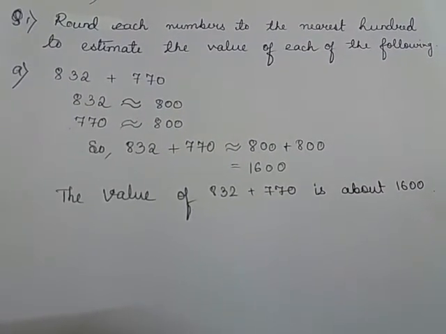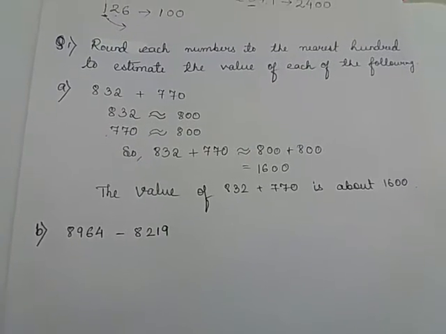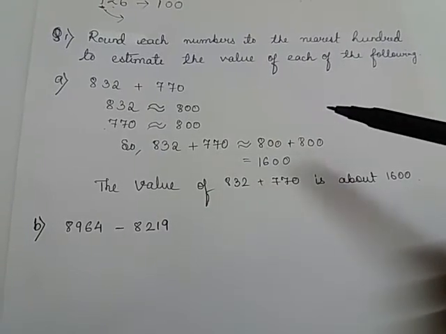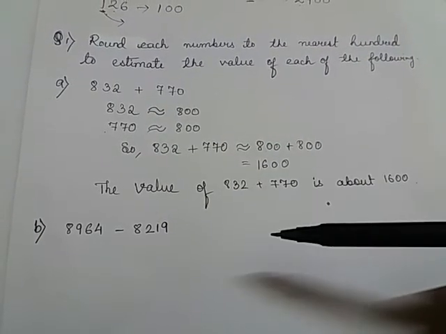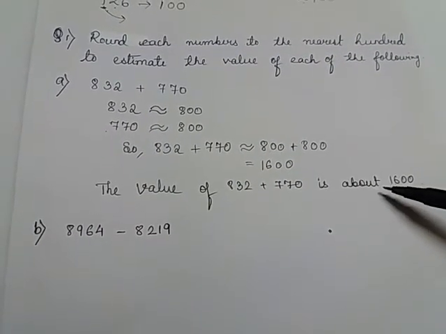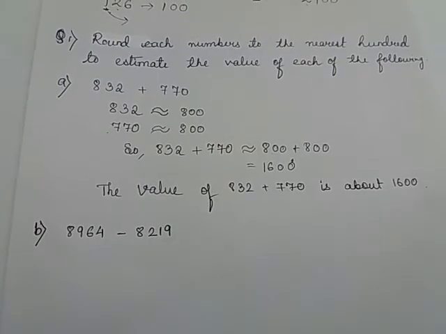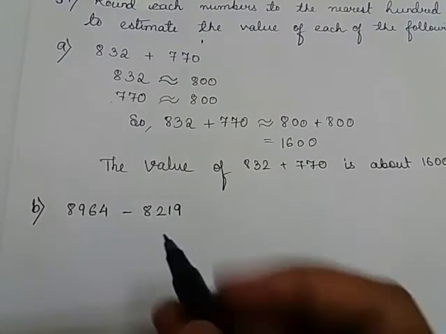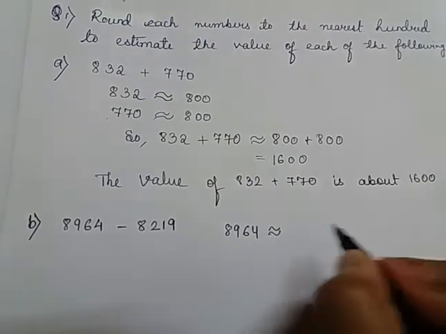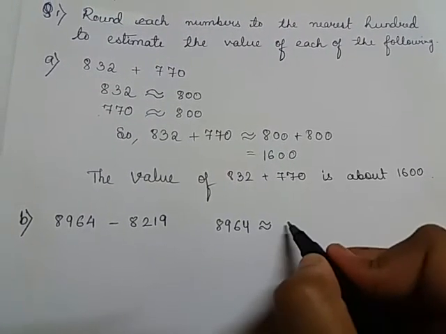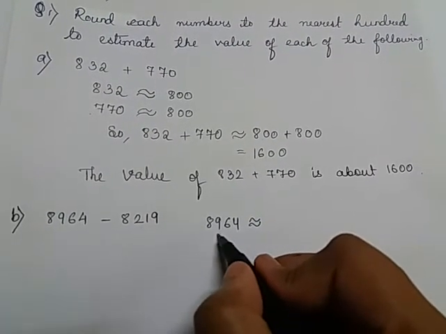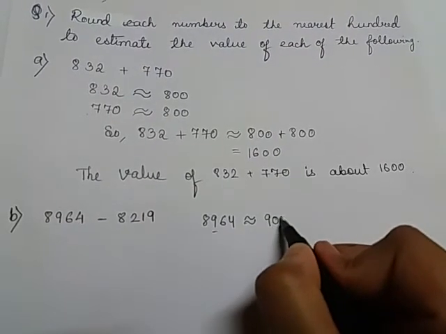Let's solve one more question. Here is one more question which is saying we have to round each number to the nearest 100 to estimate the value of each of the following. Children, in this type of question we haven't been asked to check, so we are just restricting ourselves to this step. Now one by one we will round these numbers to the nearest 100 as instructed by the question. We are using the approximate sign. So round off of 8964 to the nearest 100 will be 9000.